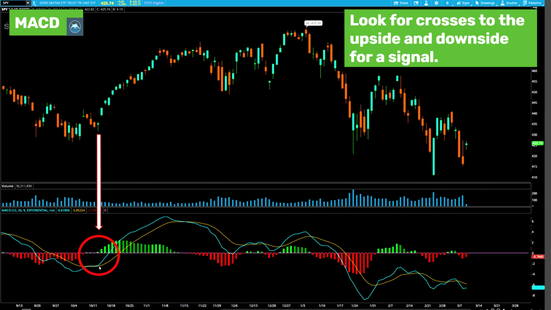So here is an example of a cross to the upside, where this blue line here crosses above this, I don't know, brown or yellow line. You can see this histogram behind the chart turns green, indicating positive momentum. And this is where you would expect to see kind of a longer term reversal in price. And similarly, you should be looking for crosses to the downside for a potential reversal signal. So you can see here the blue line crossed below the brown line. We have a red histogram at the bottom of the chart indicating negative momentum. And you can see we had a bit of a downturn after that cross to the downside.